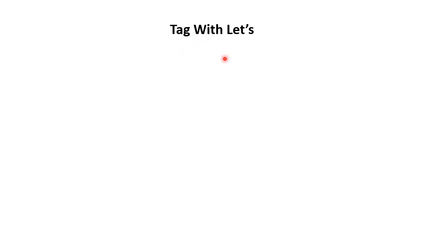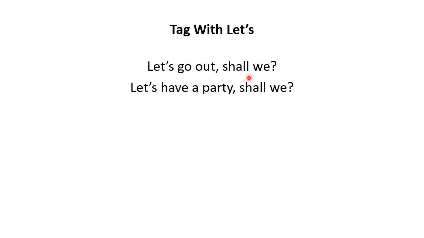Tag with let's. So let us and let's is not same. Okay, let us is imperative, but let's is a little bit different. So how to make the tag of let's go out, shall we? When we see let's in the subject, at that time we need to make the tag question shall we. Let's go out. Okay, let's have a party, shall we? Let's sing a song, shall we?